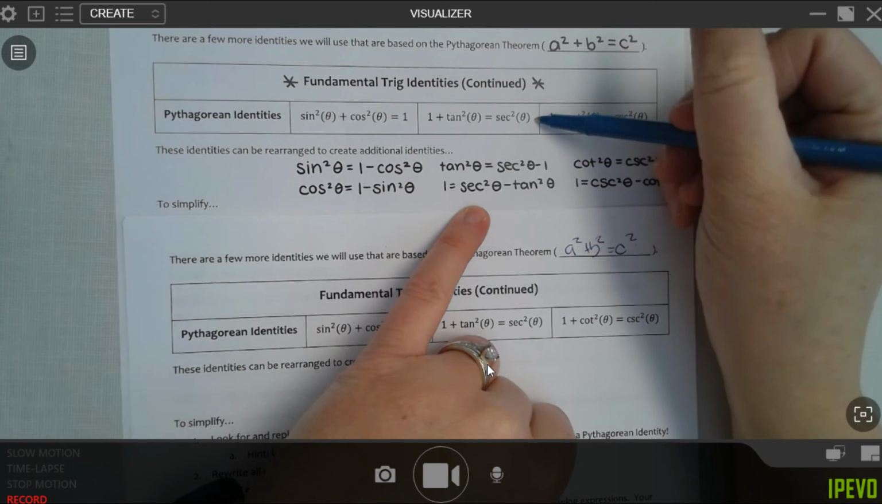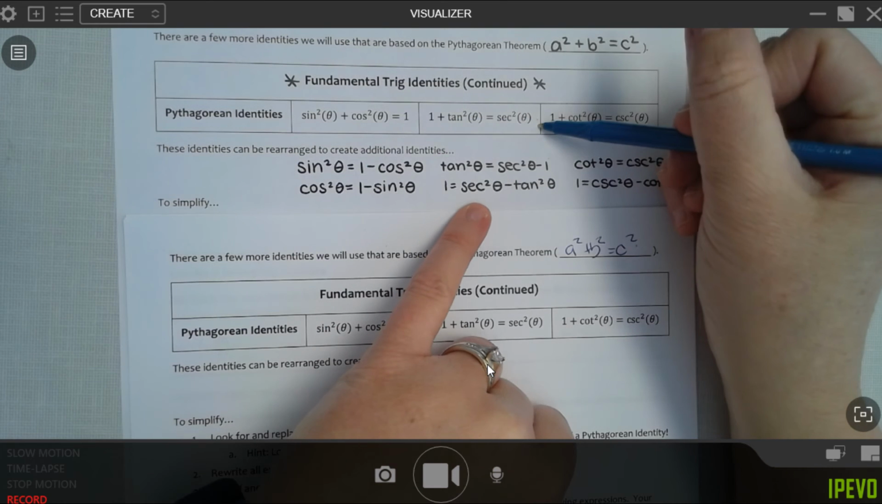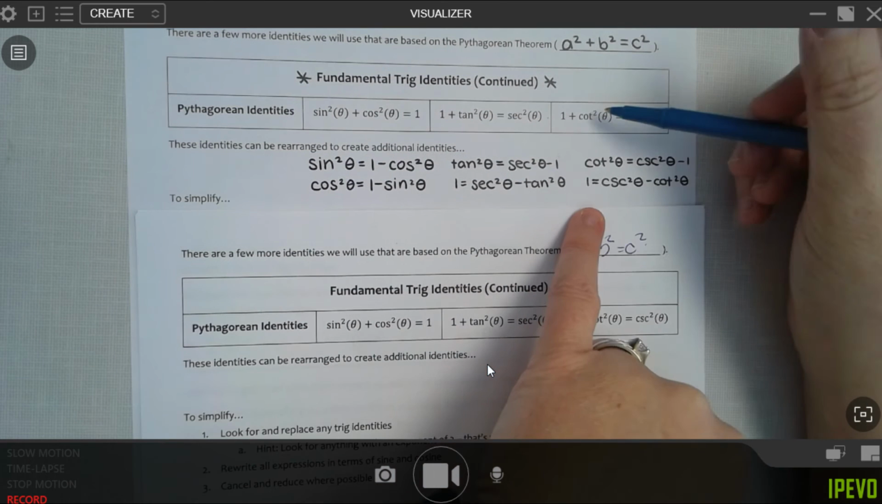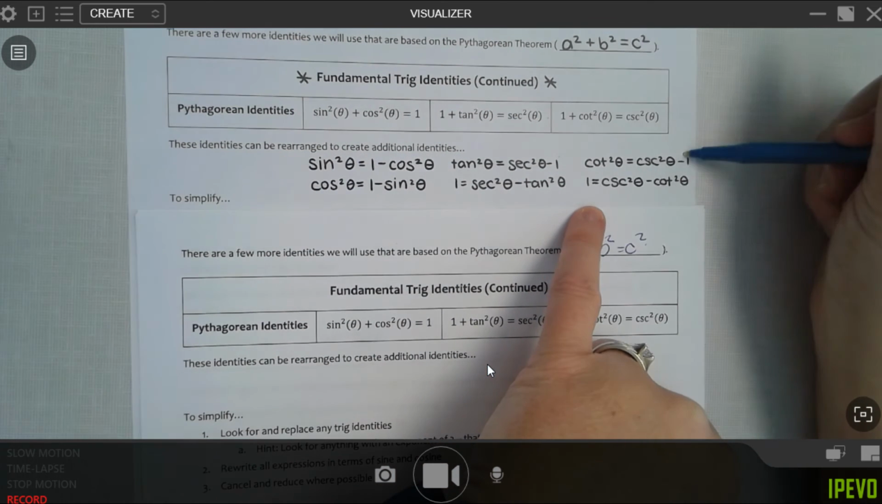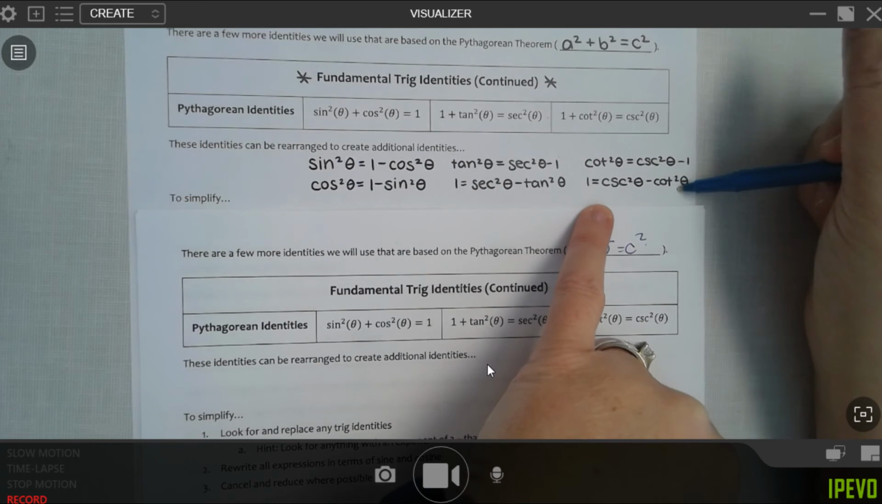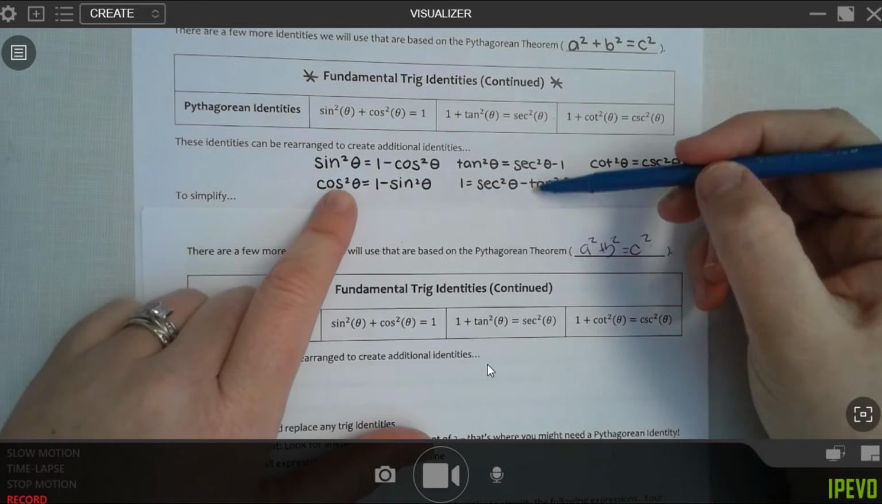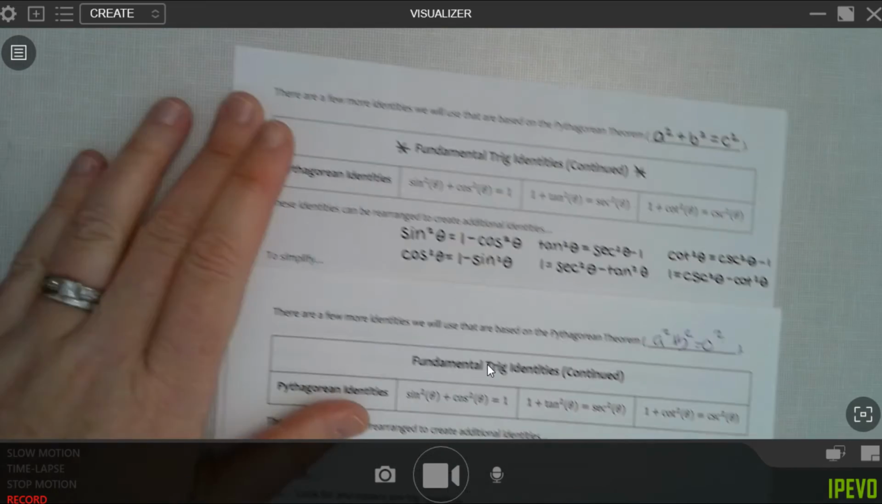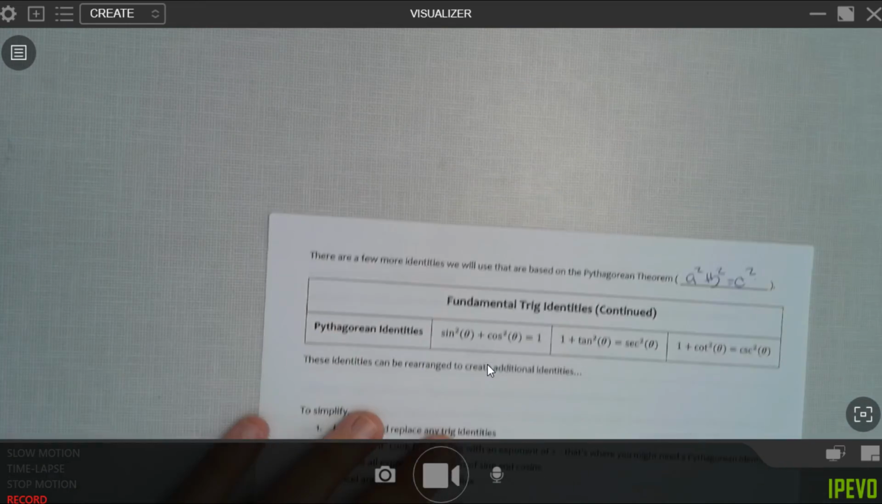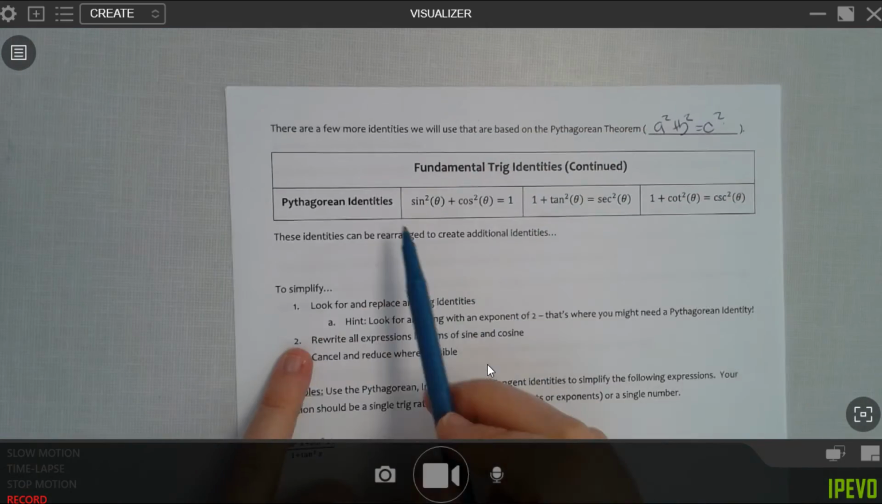So I could subtract over my 1, or I could subtract over my tangent squared. I could subtract over my 1, or subtract over my cotangent squared. So those are all equivalent. These are equivalent, these are equivalent, and these are equivalent on the paper. So what we're going to do is we're going to be looking for any of these Pythagorean identities.